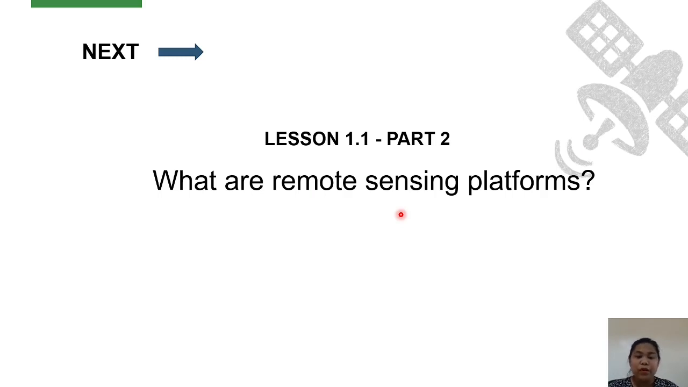Next discussion would be remote sensing platforms.